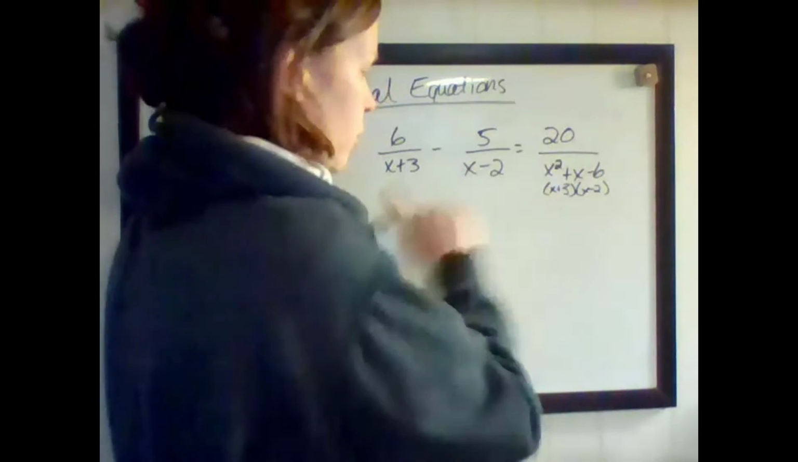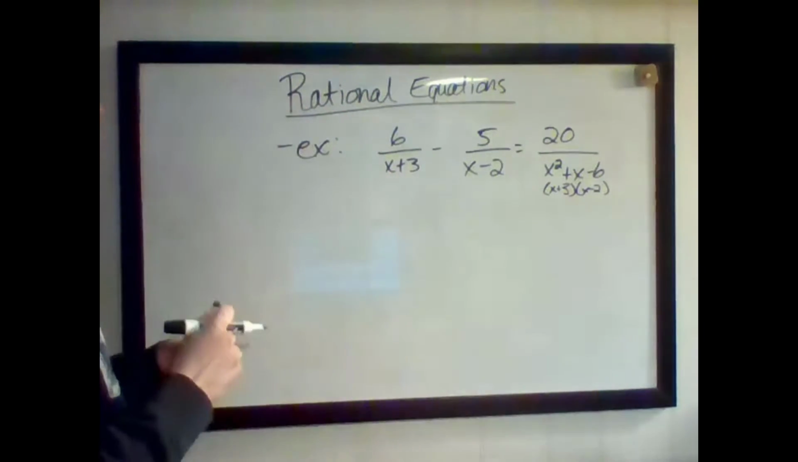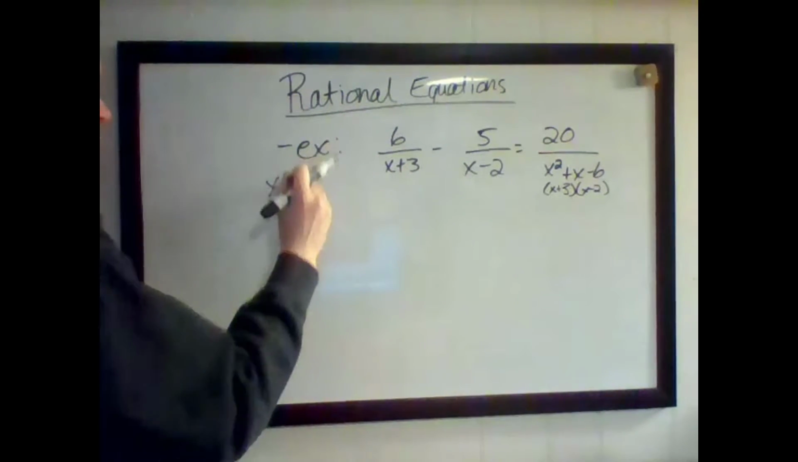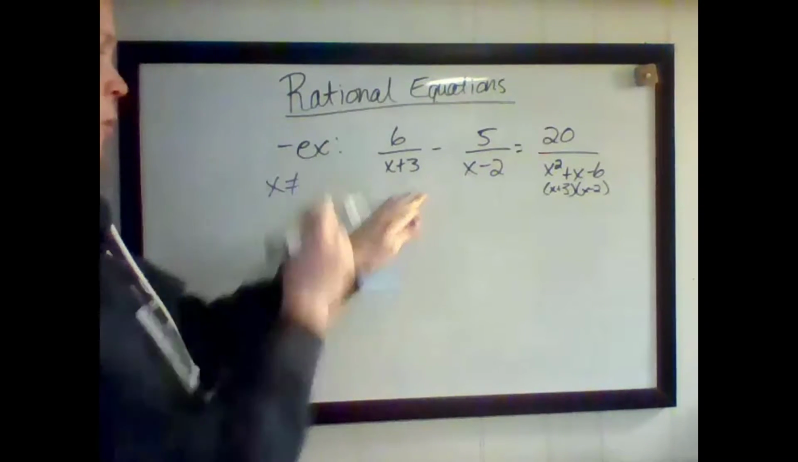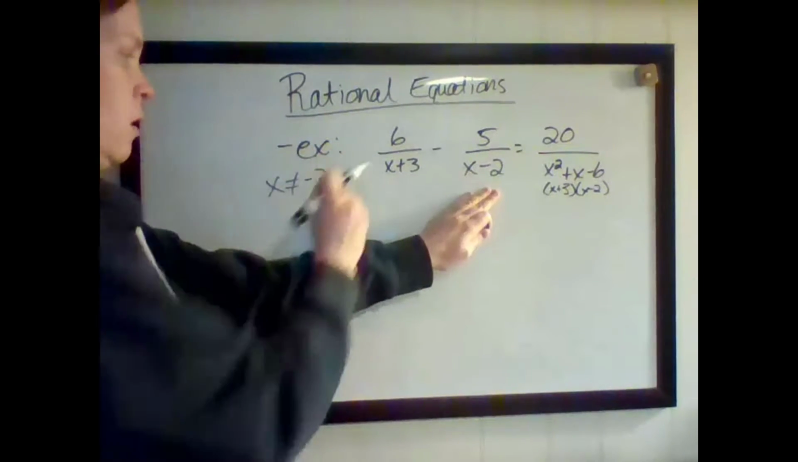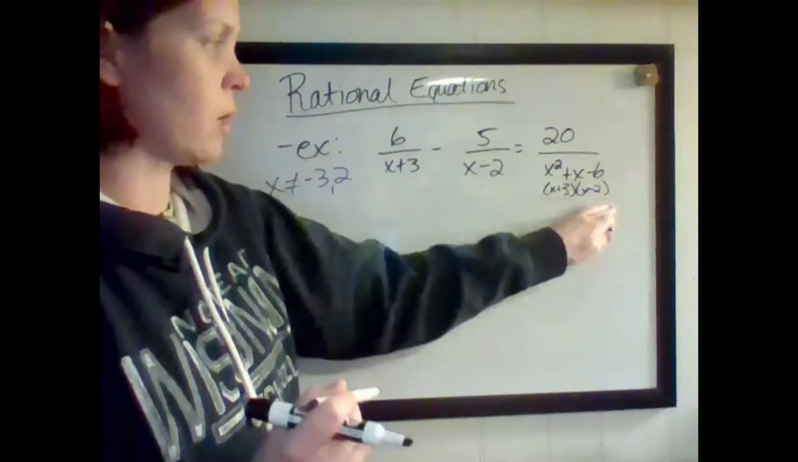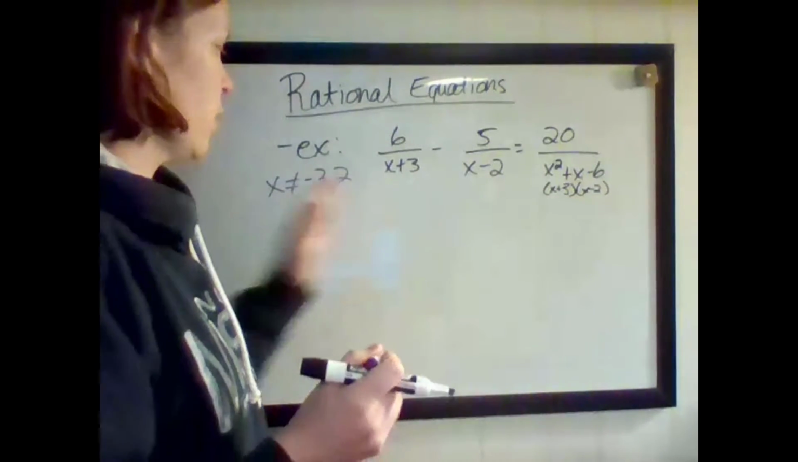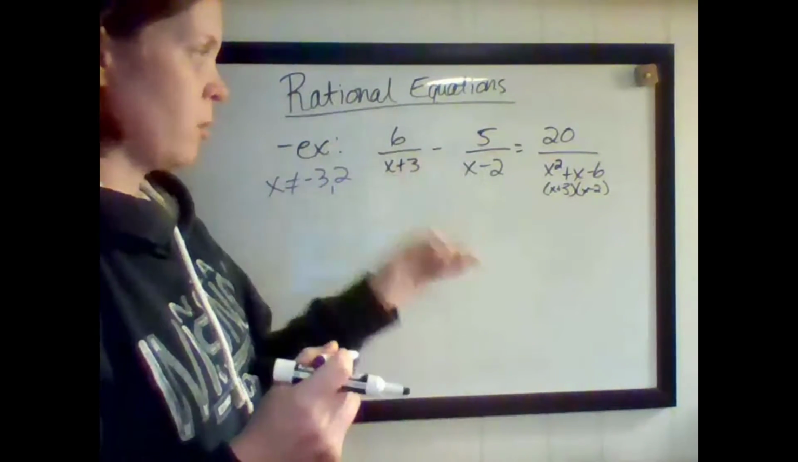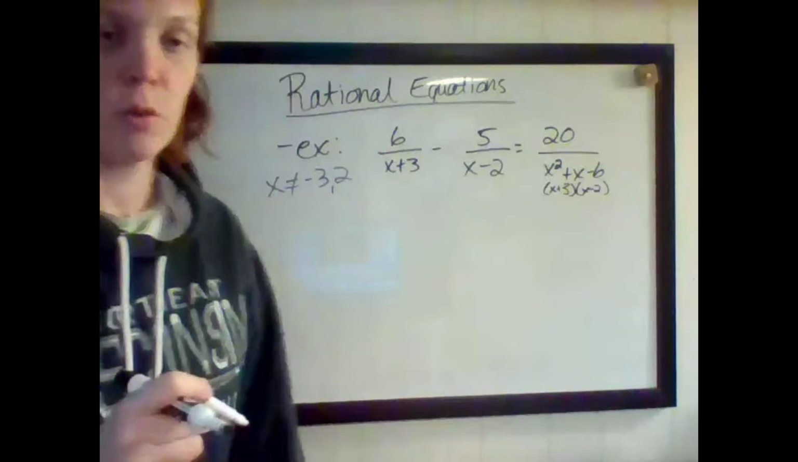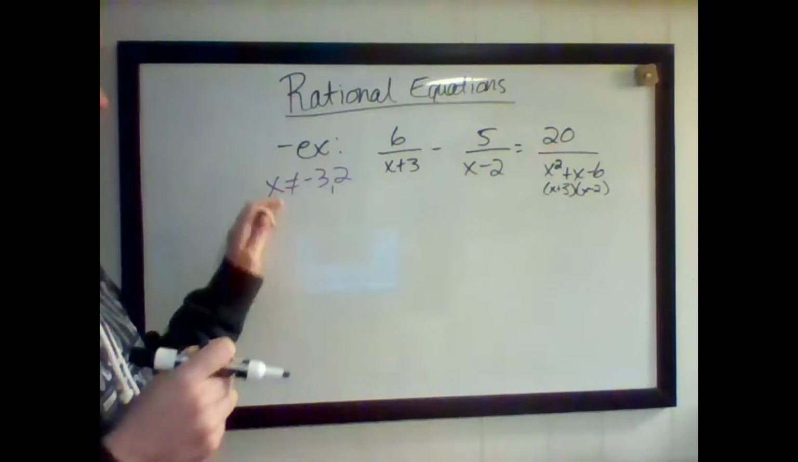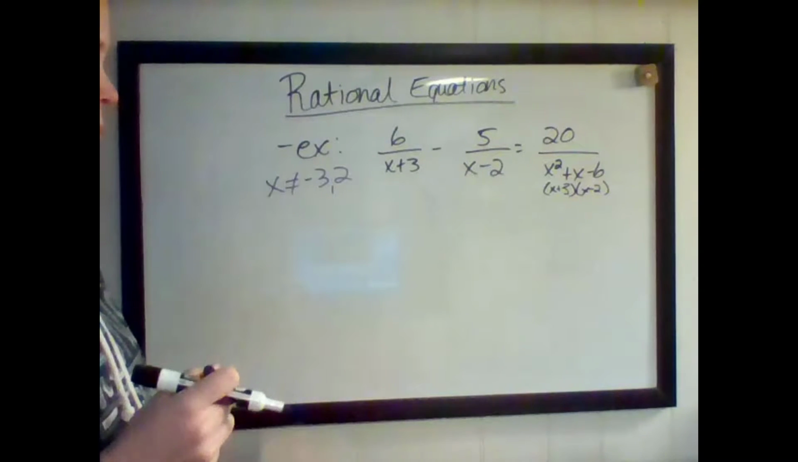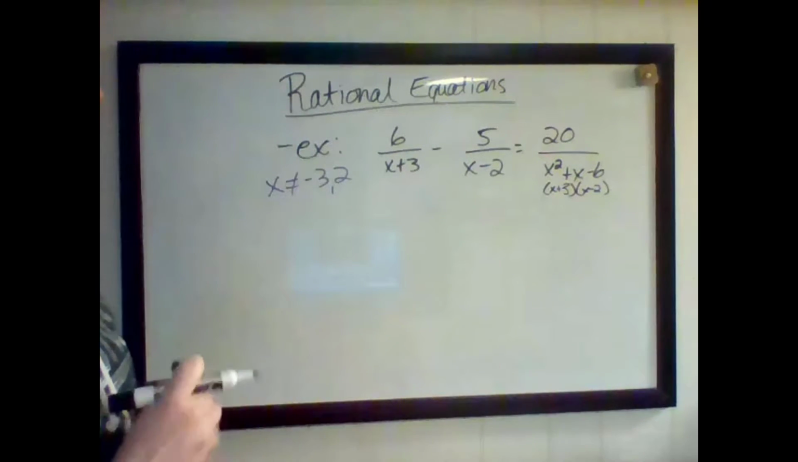Okay, so now, before we keep going, let's think about the domain. What can x not equal? Here, we would get 0 if x was -3, and here, if it was 2, same thing, -3 or 2. Either of these things that x would be, if we plug them in, we'd get 0 in the denominator, which would make it undefined. So we have to watch out that x cannot equal those. The domain is everything except those numbers.